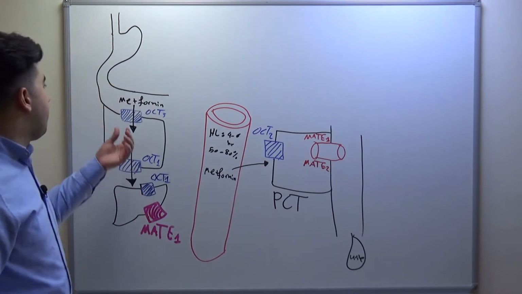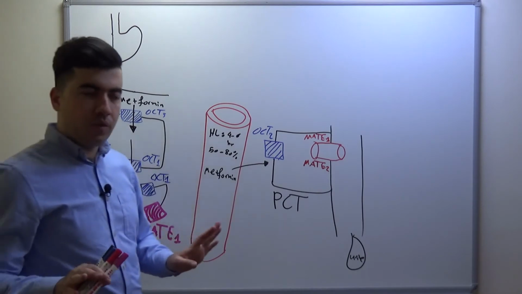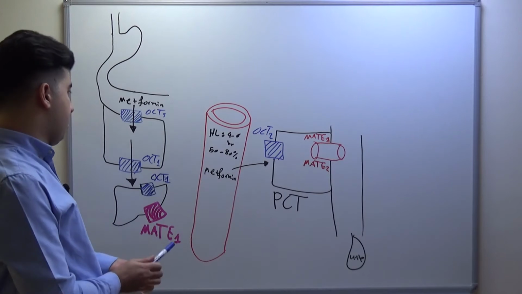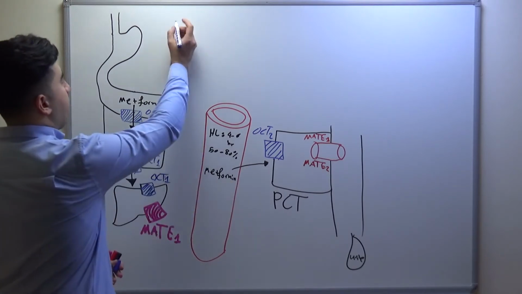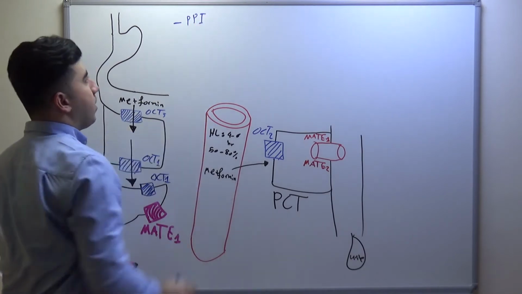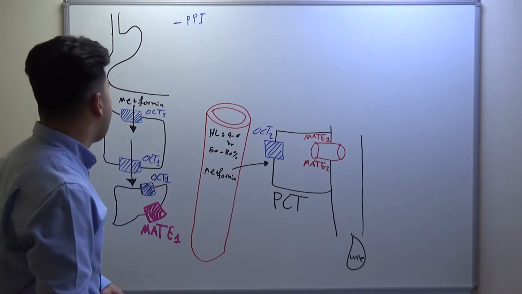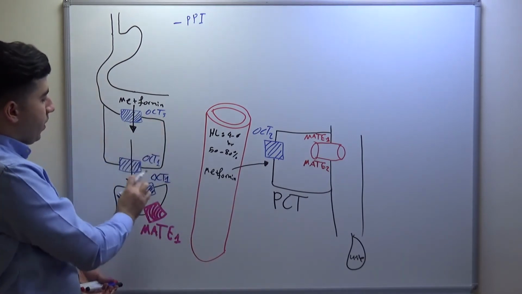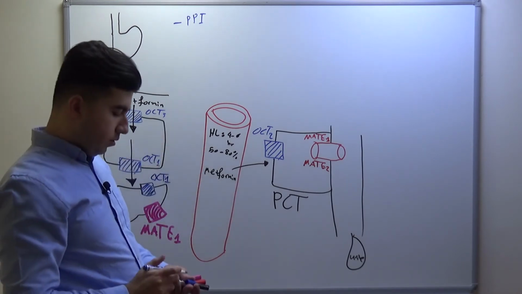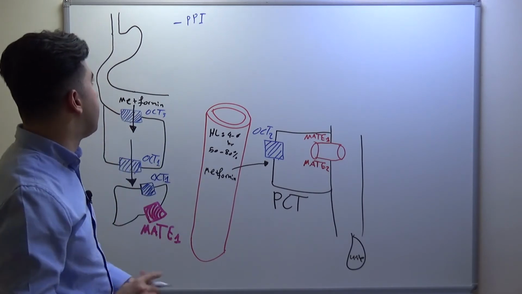Any drug that competes with metformin for these transporters will alter the level of metformin in the circulation. For example, the first drugs that you can mention are PPIs, proton pump inhibitors, like omeprazole. Omeprazole or any other PPIs will compete with metformin at OCT3, OCT1, and also OCT2, and reduce metformin transportation through these carrier proteins.